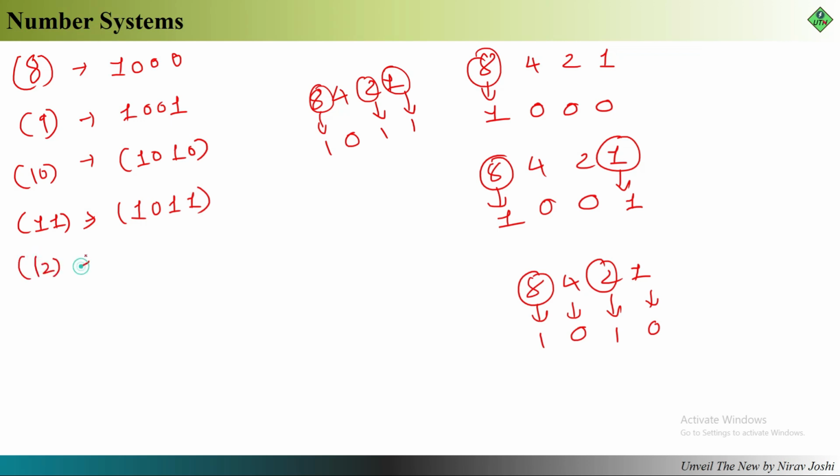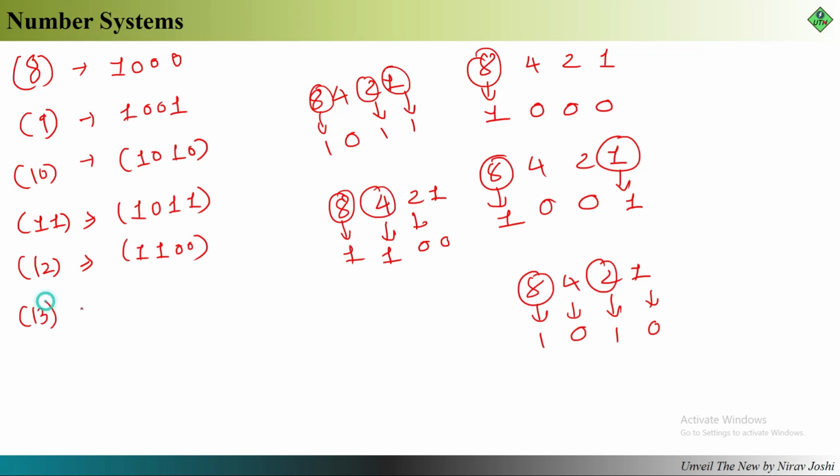Now next, 12. Okay, 8, 4, 2, 1. What do we want? 12. So 8 plus 4 will become 12. So 1 for 8, 1 for 4. For the rest of the numbers 0, 0. So it becomes what? 1, 1, 0, 0. Okay, now 13. 8, 4, 2, 1. What do we want? 13. 8 plus 4, 12. 12 plus 1, 13. Okay, so 1, 1, 0, 1. So it becomes what? 1, 1, 0, 1.